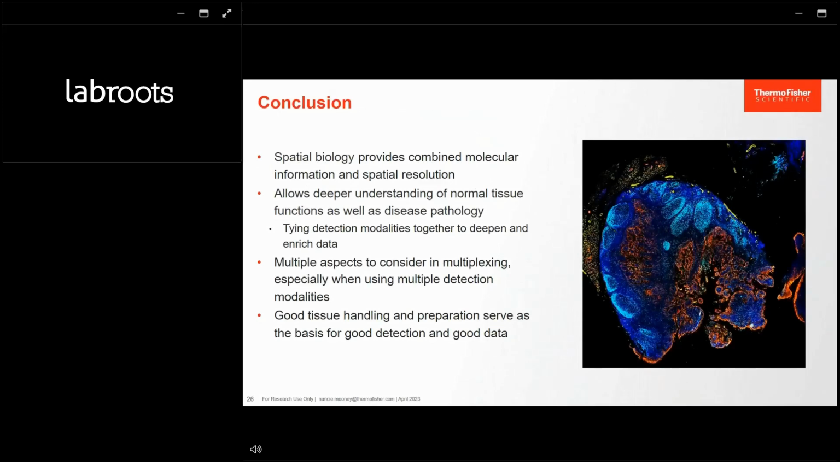So, in conclusion, spatial biology provides combined molecular information and spatial resolution. This allows us a deeper understanding of normal tissue function as well as disease pathology. Tying these various detection modalities together can deepen and enrich data and research. Of course, it's complicated. There are a lot of considerations to take into account, multiple aspects to consider in multiplexing, and especially when using multiple detection modalities. Good tissue handling and preparation serve as the basis for good detection and good data. So considering these things ahead of time can save you a lot of heartache.